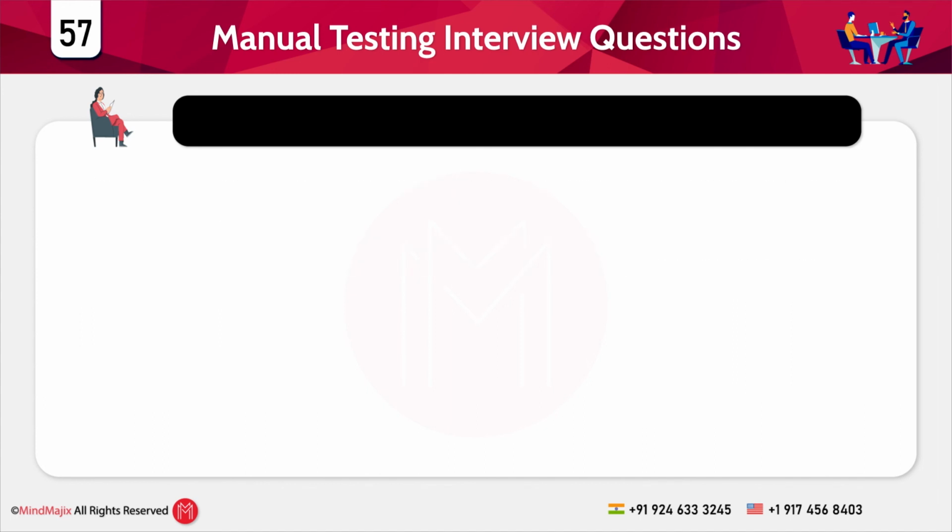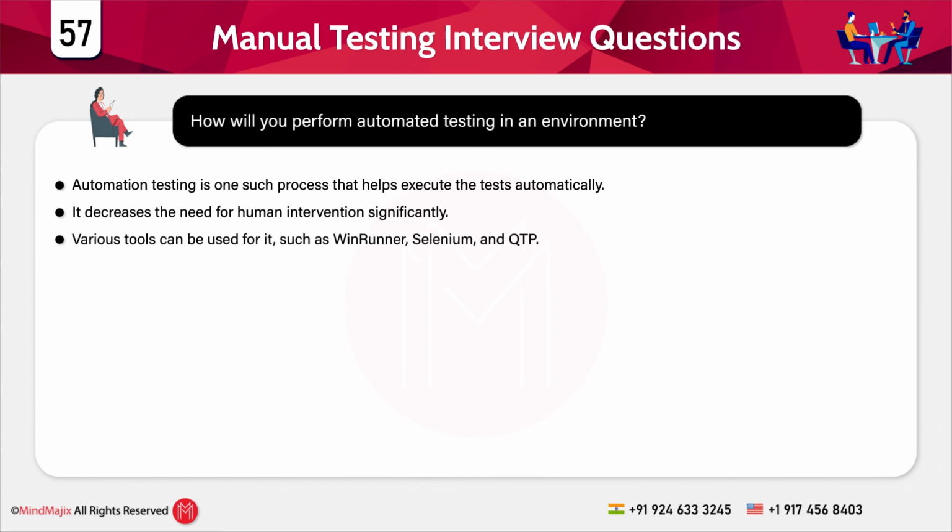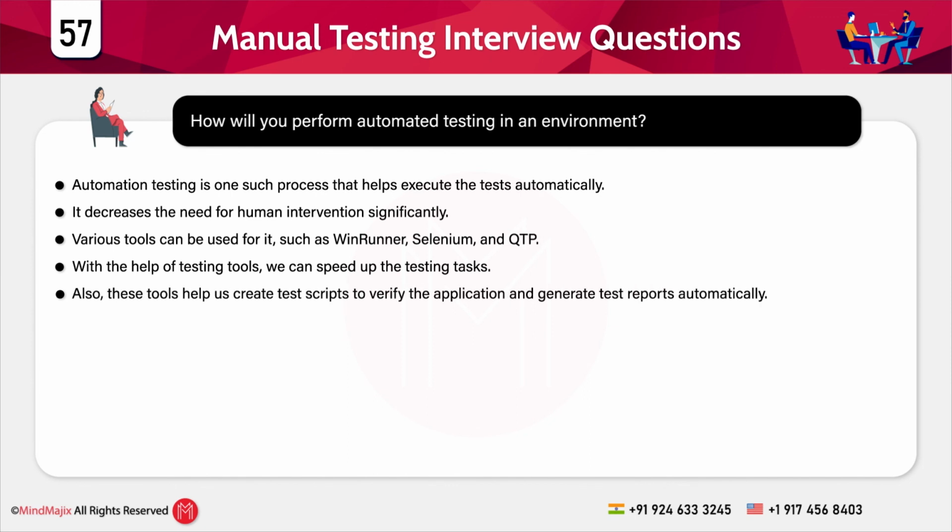The next question is, how will you perform automated testing in an environment? Automation testing is one such process that helps execute the tests automatically. It decreases the need for various human interventions significantly. Various tools can be used for automation testing, such as WinRunner, Selenium, QTP, and so on. With the help of testing tools, we can speed up the testing tasks. Also, these tools help us create the test scripts to verify the application and generate the test reports automatically.